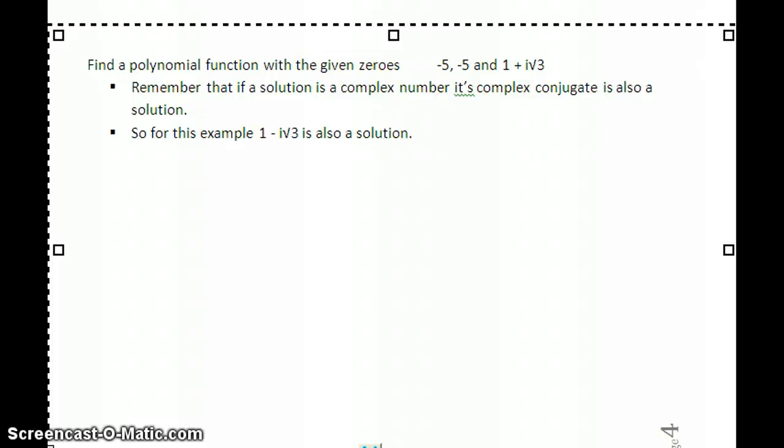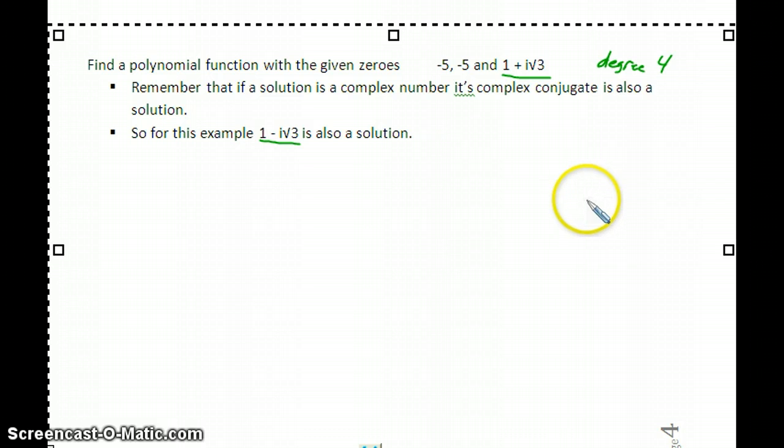Okay, for this next problem, we're actually going to work backwards. We don't have the polynomial function, instead we have the zeros of the function, and we are trying to come up then with that polynomial. So one thing we have to remember is if we have complex numbers, which this is a complex number, that its conjugate is also a zero. So I've got 1, 2, 3, 4 zeros altogether, so it should be a degree 4 polynomial.